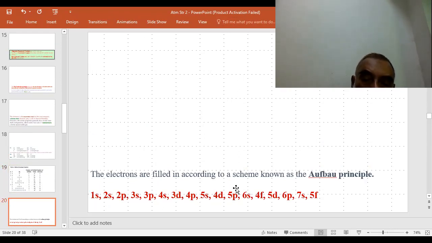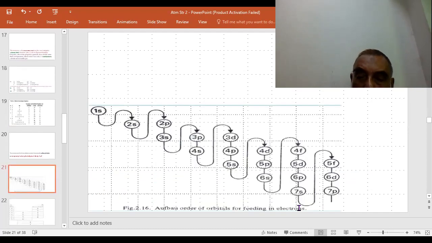The electrons are filled in according to a scheme known as the Aufbau principle, and this is like this. It is necessary to memorize this. You can have the idea that 1s, then 2s, 2p, then 3s, 3p, 3d, then 4s, 4p, 4d, 4f, then 5s, 5p, 5d, 5f, then 6s, 6p, 6d, 7s, 7p.